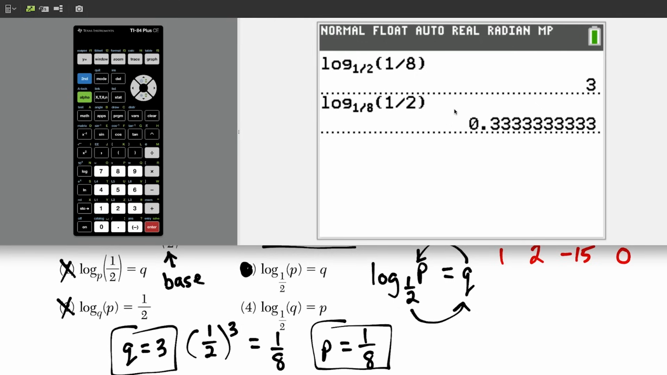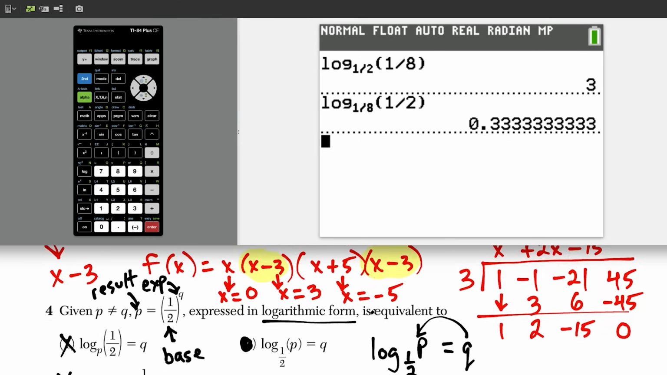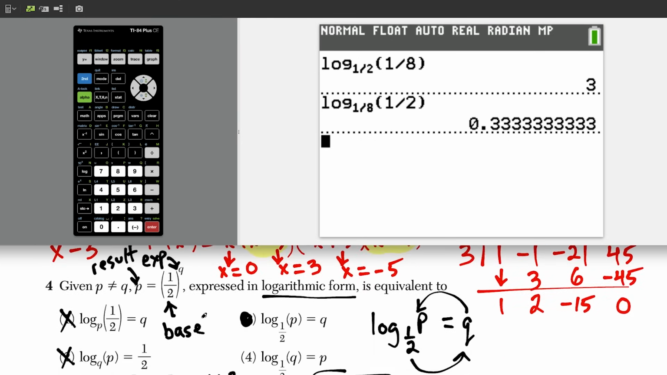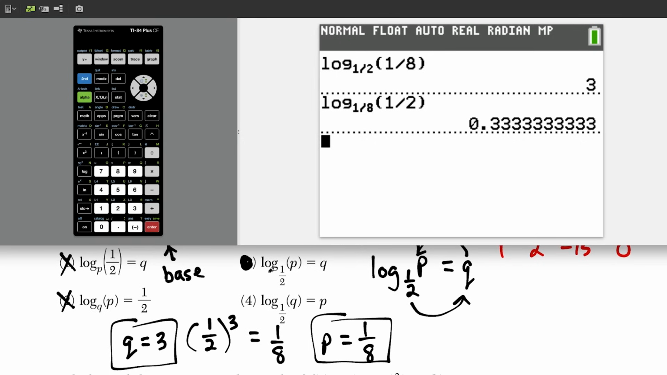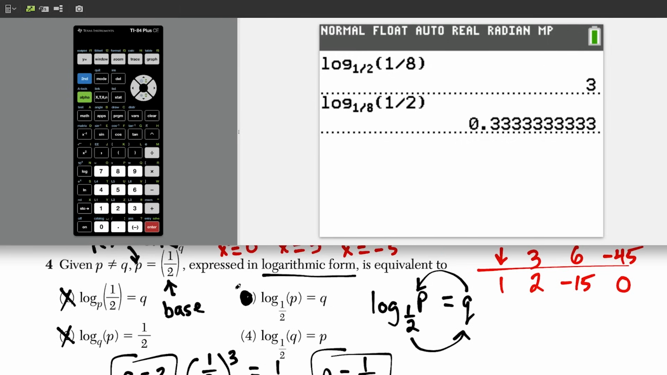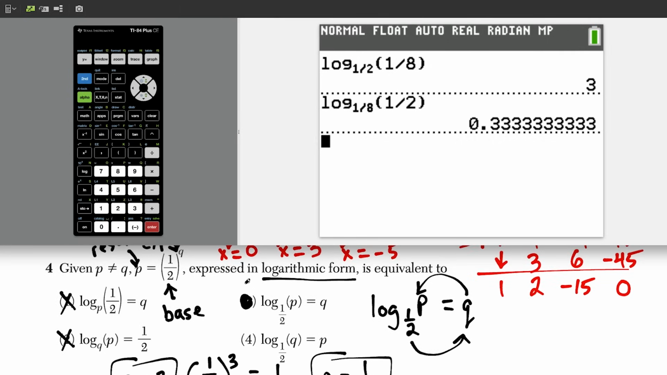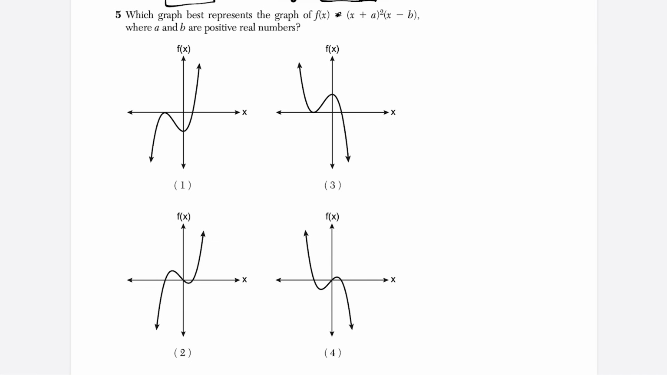So you could see that, once again, you could pick out a value for p to plug in, or you could pick out a value for q to plug into the original equation and see which value of p it gives you, and then just run through the answer choices and eliminate. But if you know how to go from exponent to log form and back, this question you could do very, very quickly. Question 5, which graph best represents the graph of f of x where a and b are positive real numbers?